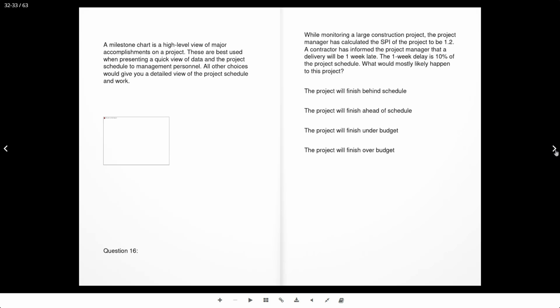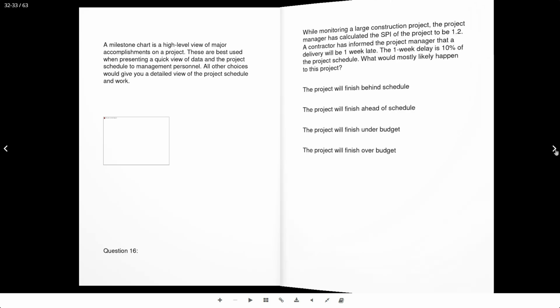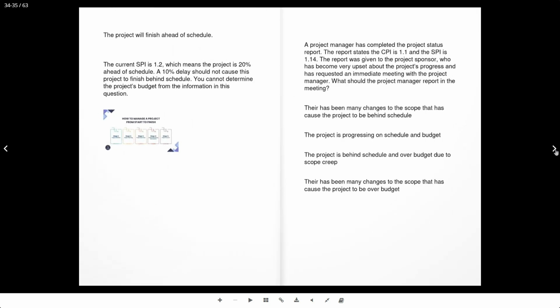Explanation quality. The explanations for each answer are detailed and directly reference PMBOK concepts. Misleading options are clarified, and distinctions are made between similar terms, e.g., product versus project scope, attribute sampling versus statistical sampling. Strengths of the document. Comprehensive coverage. The questions cover a diverse range of project management concepts, ensuring a broad understanding of the PMP syllabus.